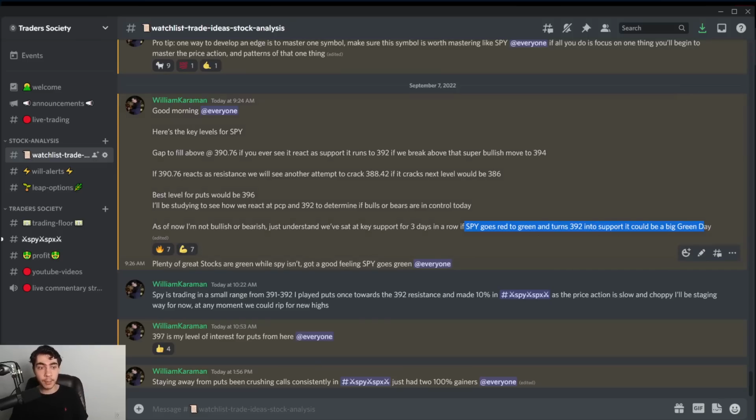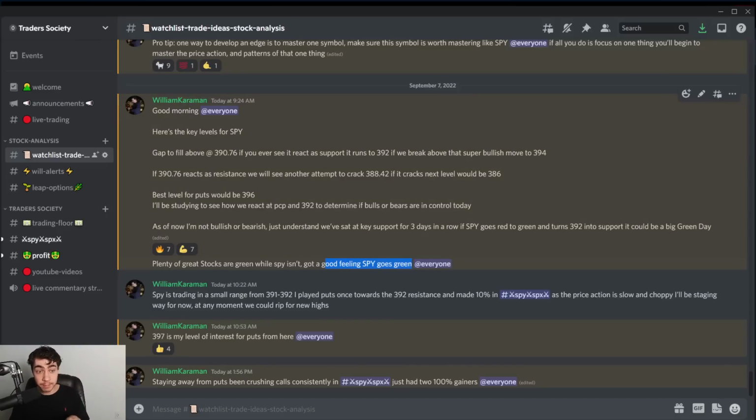And then shortly after that, 2 minutes after I posted that, I had noticed that plenty of great stocks were already green and they were already up nicely. Plenty of great companies were up 0.5% to 1% plus, and SPY was still down trying to fill the gap. So that would be an indication that this is a good sign that SPY is going to go green. So those were the main analysis that I gave out.